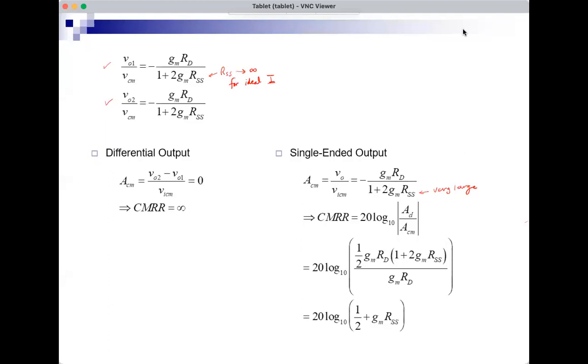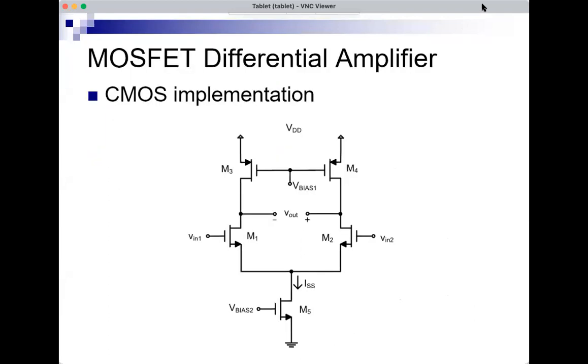Okay, let's analyze now a differential amplifier built out of just MOSFETs. This is a simple CMOS differential amplifier using NMOS transistors like M1, M2, and M5, and PMOS transistors like M3 and M4. So is this really a differential amplifier similar to the amplifier circuits we saw?